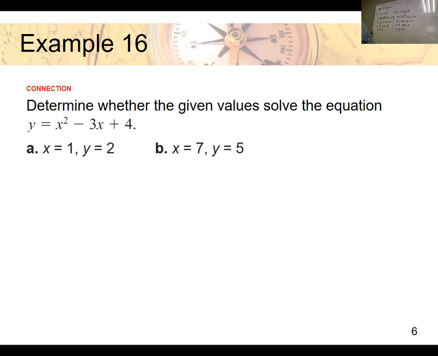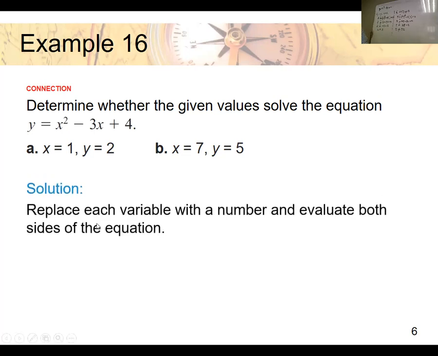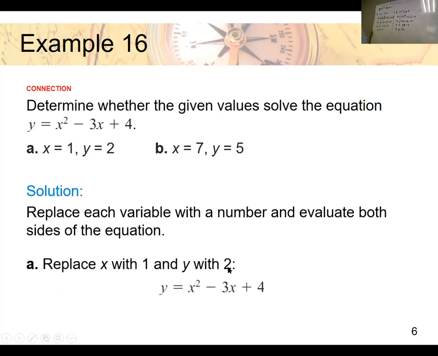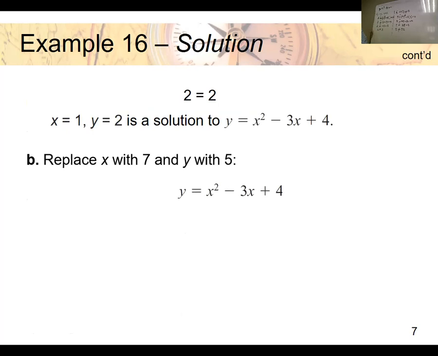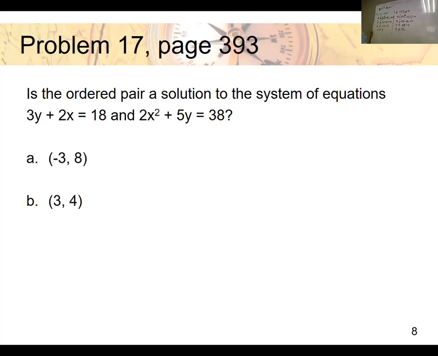All right, any questions about example 16? Okay. Now pretty much I'm going to have to skip over. Now what I just did is just a step-by-step of what I did here. Okay. All right, now problem number 17 on page 393 in your textbook.